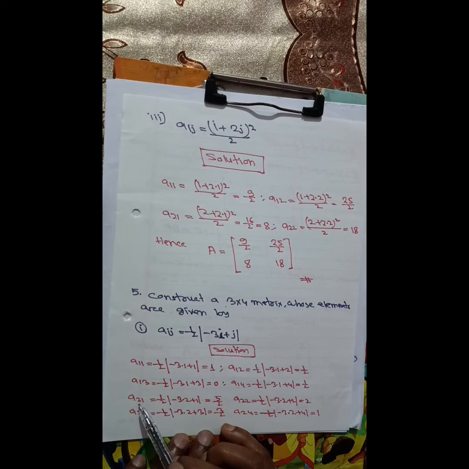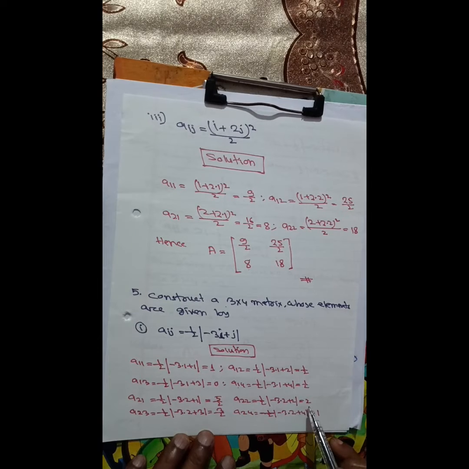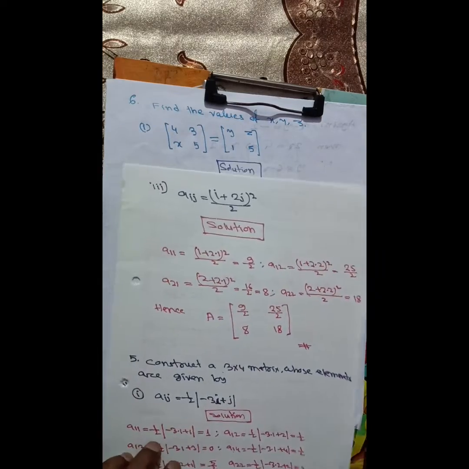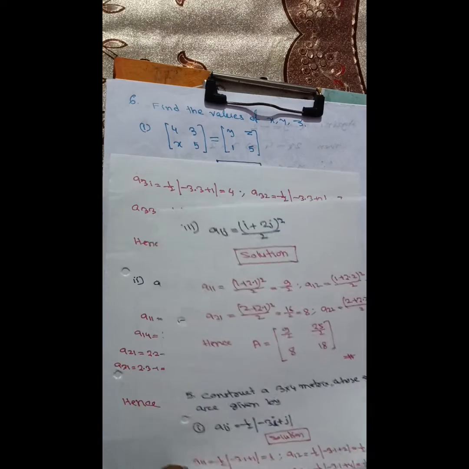A21, that means i equal to 2, j equal to 1, which gives 5 by 2. A22, that is i equal to 2, j equal to 2, which gives 2. Here A23, that is i equal to 2, j equal to 3, which gives 3 by 2. Similarly A24, that is i equal to 2, j equal to 4, which gives equal to 1.